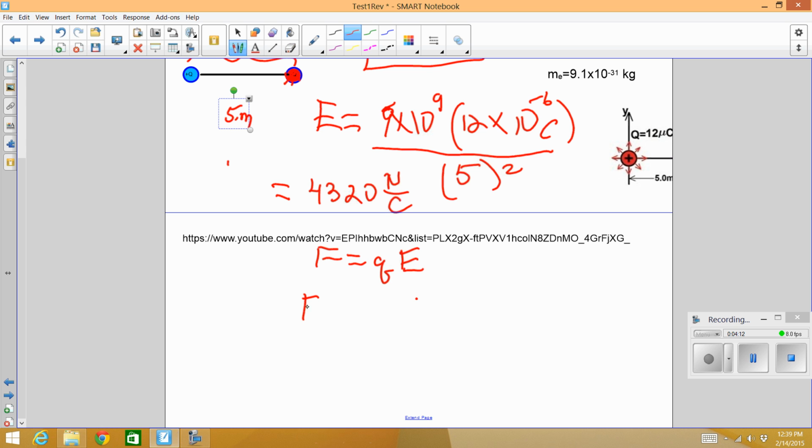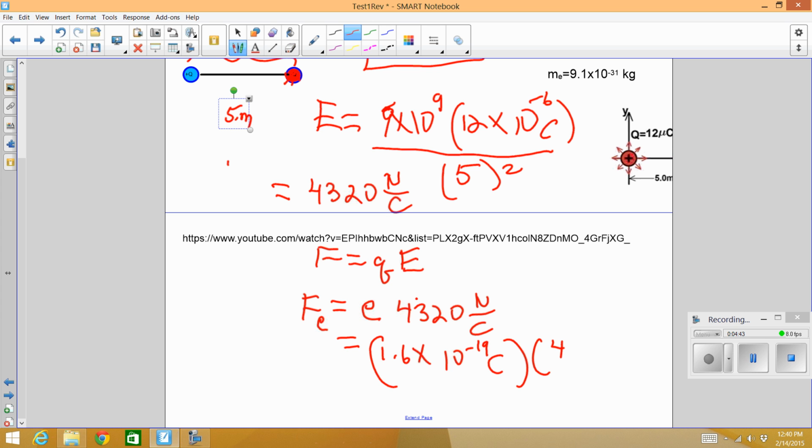Therefore, the force on that particular electron that I just put there will be the charge of an electron multiplied by the electric field that we calculated, 4,320 newtons per coulomb. Of course, the charge of an electron is 1.6 times 10 to the minus 19 coulombs. So this will be the force acting on that charge.